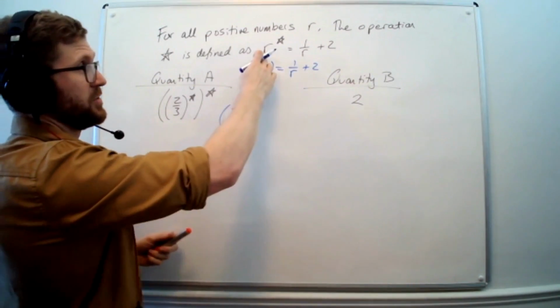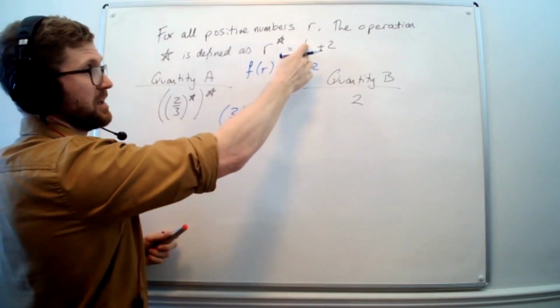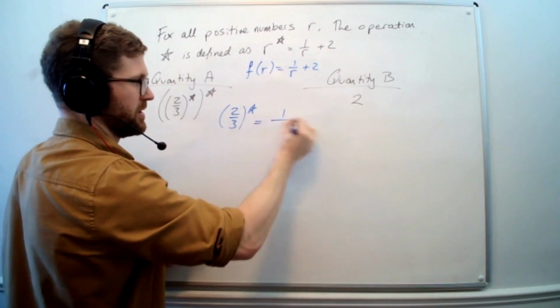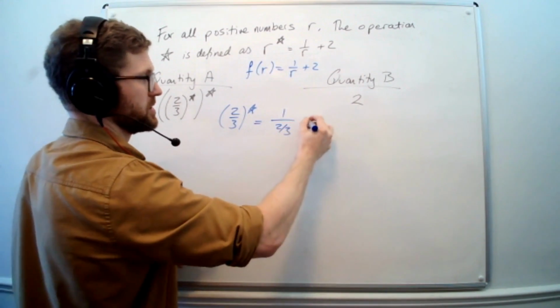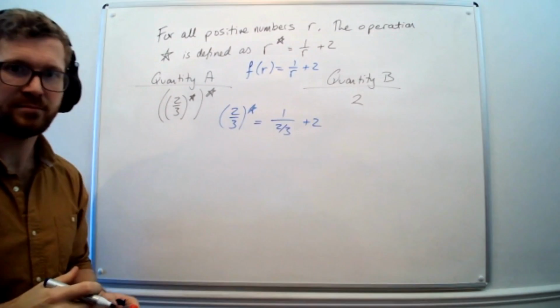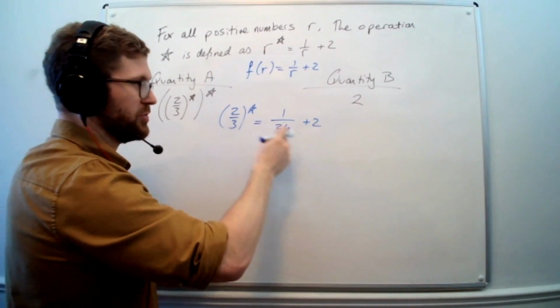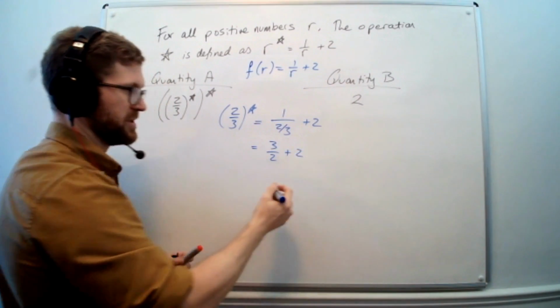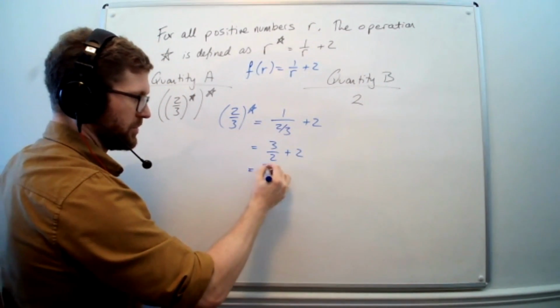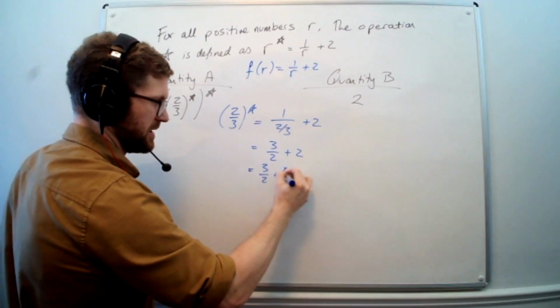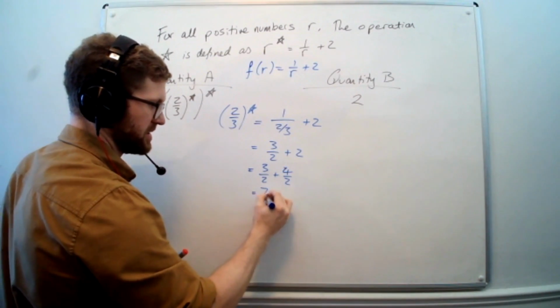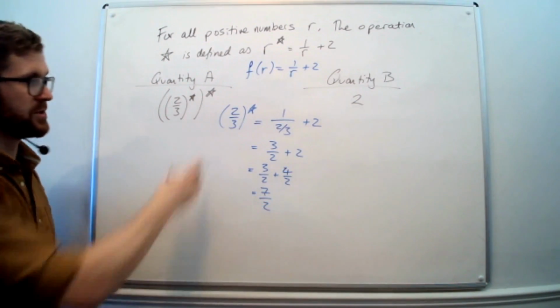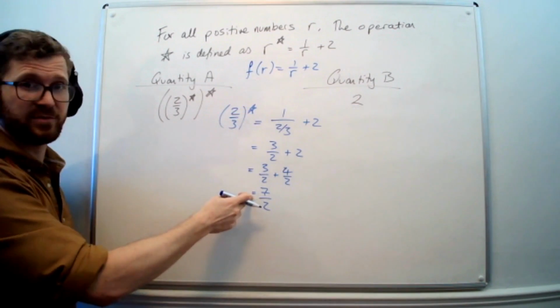Well, if I just follow this rule, if I replace the r with 2/3, I'm going to have 1 over 2/3 plus 2. Okay, dealing with fractions, 1 over 2/3 is the same as 3 over 2 plus 2. And we can simplify this, plus 4 over 2. So the whole thing's going to be 7 over 2. So 2/3 starred is 7 over 2.